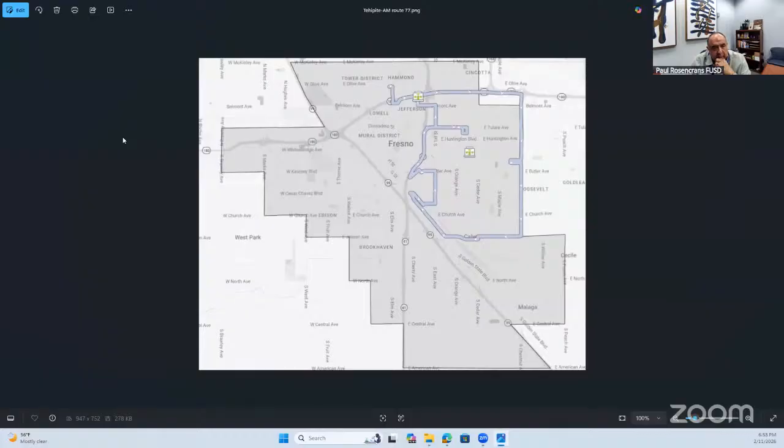Right now, currently, the routes are built around the bell schedules and around the number of students we have in certain areas. So they will shift. If we have a lot of students going to one school, we have to pick them up in that area, and then that bus will have a longer run without stops. There are other schools where we have multiple stops along the way.